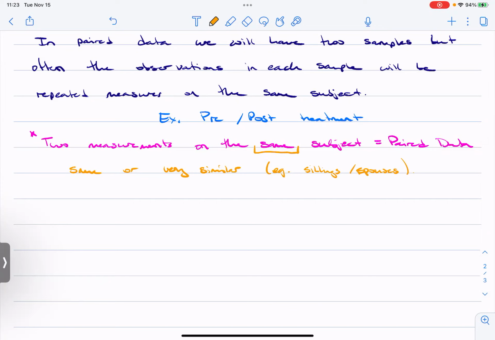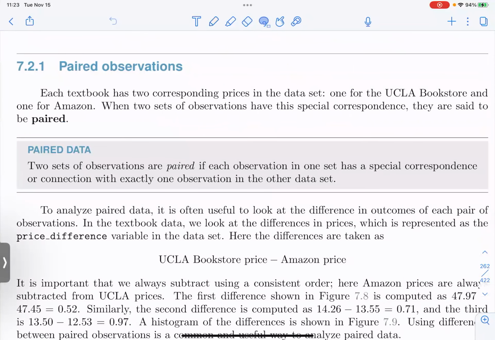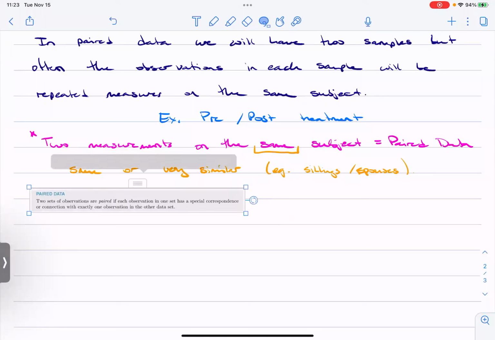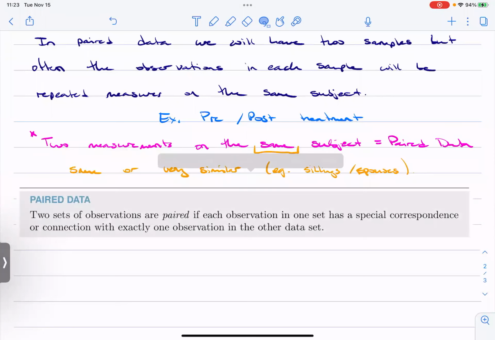I'm going to bring in the little blurb from the textbook as well, just because it's nice to have. These are all definitions of the same thing. Two sets of observations are paired if each observation in one set has a special correspondence or connection with exactly one observation in the other data set. Pre, post, that kind of thing.